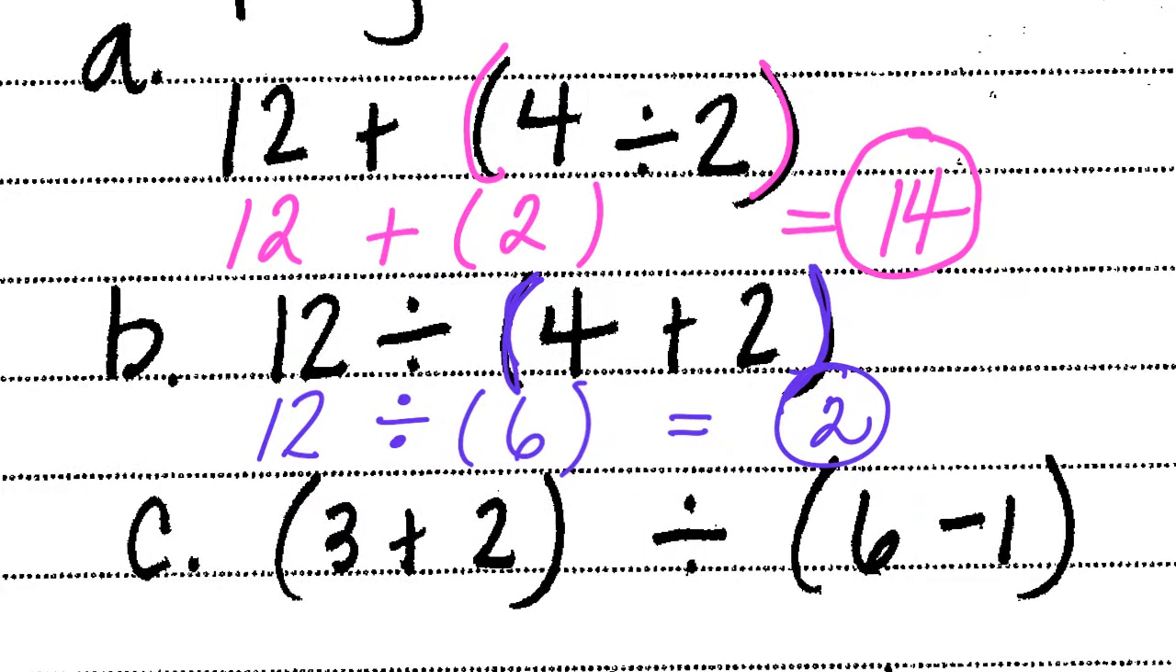Now we have two sets of parentheses. We're actually going to do both sets of parentheses first. 3 plus 2 is inside parentheses. That is 5. And notice I rewrite everything else the same. 6 minus 1 is 5. So now we have a simple question of 5 divided by 5, which is equal to 1.